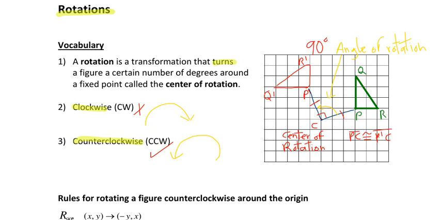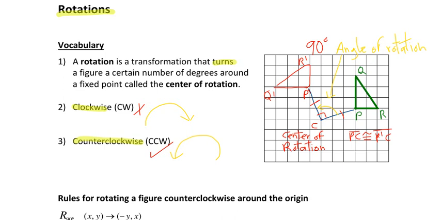That will be true. For example, the distance from R to C would be the same as the distance from R prime to C prime, and the same for Q. QC would be the same as Q prime C.